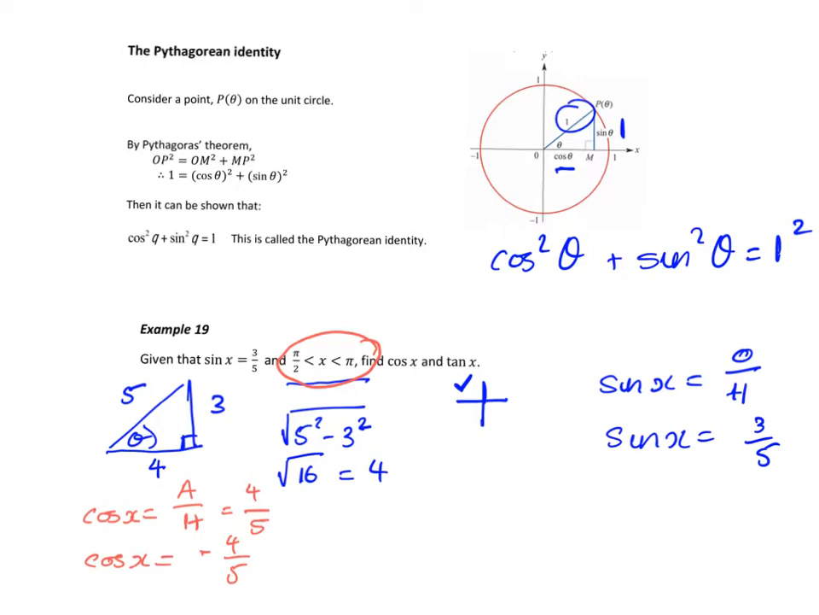And the other one here, I need to find tan x. We know tan is opposite over adjacent. My opposite is 3, my adjacent is 4. And again, I'm in the second quadrant and tan is negative there. So tan x is equal to negative 3/4.